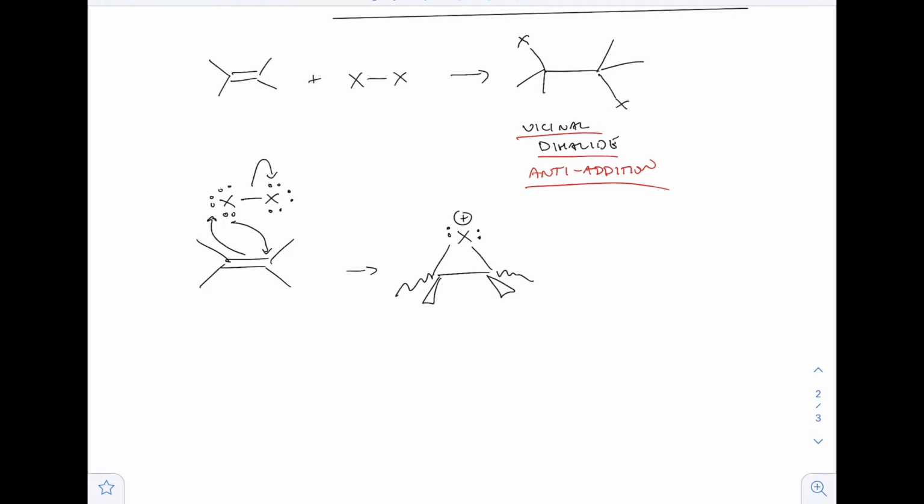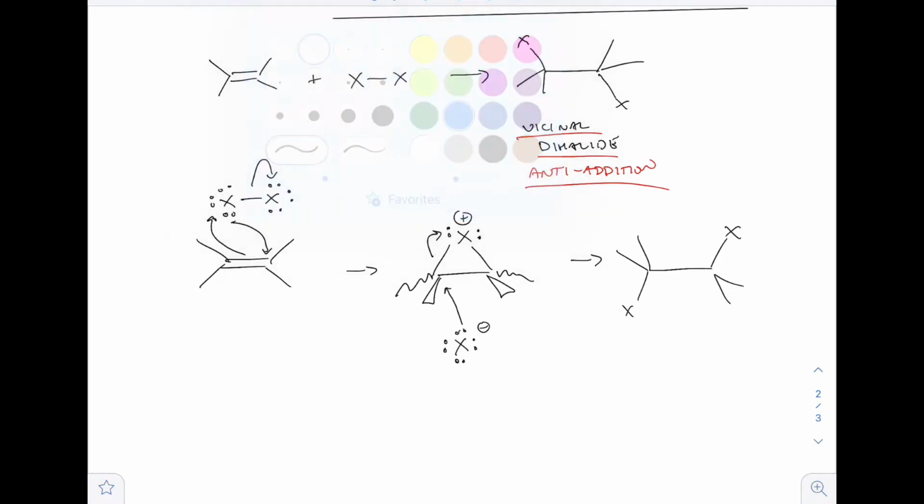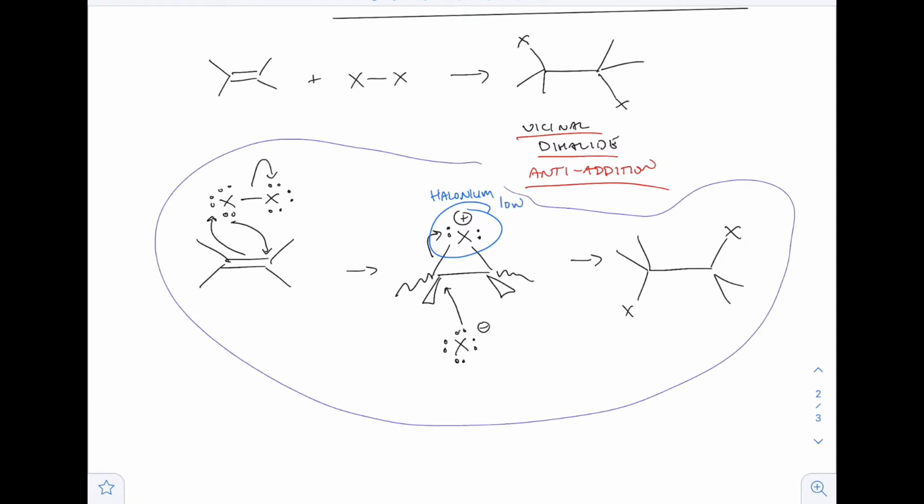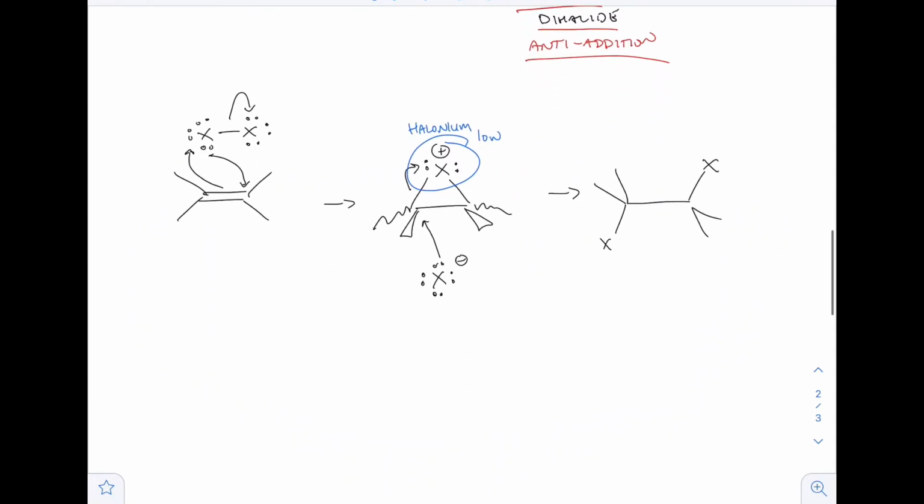And what you end up with is a halohydrin intermediate. Okay, so this is a positively charged halogen, and it's very similar to an epoxide. And then that X can attack just like normal as a nucleophile, and then it pops open that strained ring, that halonium ion, and you get your anti-addition to get your vicinal dihalide.